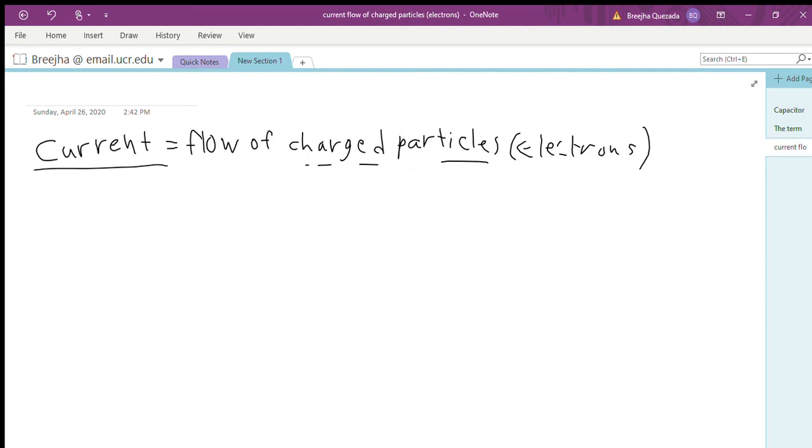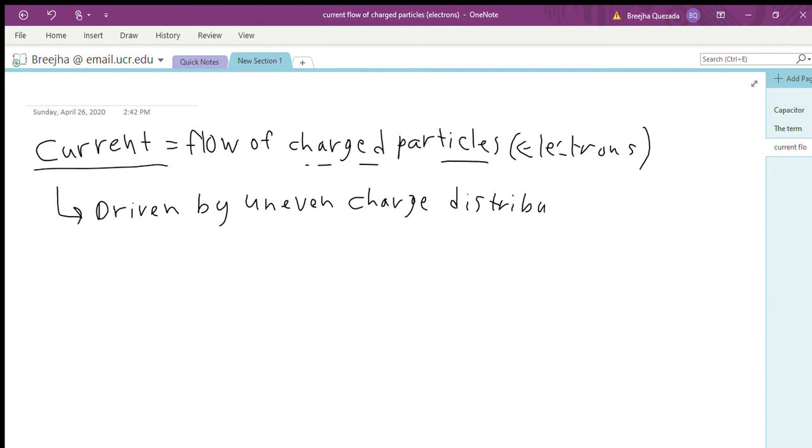So just a few key things to keep in mind as we learn more about current. So current is driven by uneven charge distribution. If an object or a circuit does not have an uneven charge distribution, there can be no current flowing.